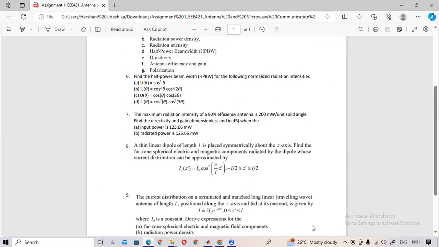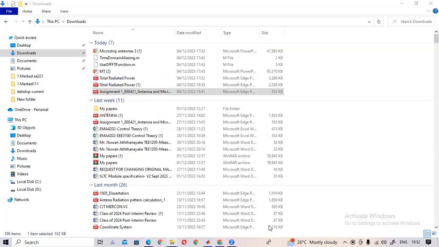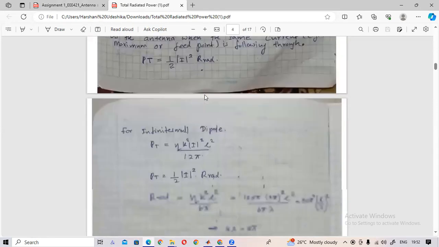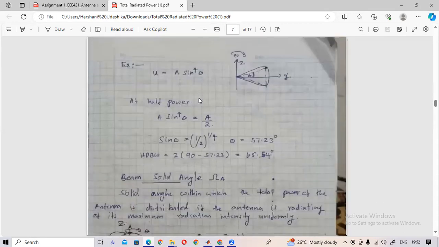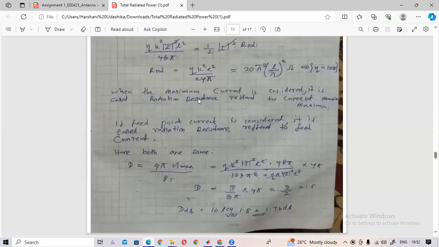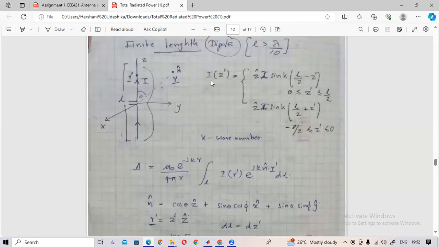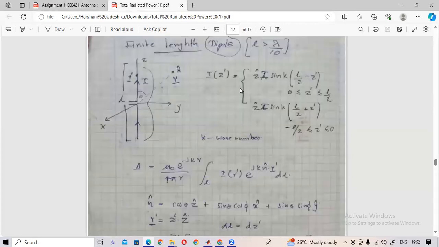we know that when we are calculating the stuff, it is like this. The current distribution is given. This is the current distribution.